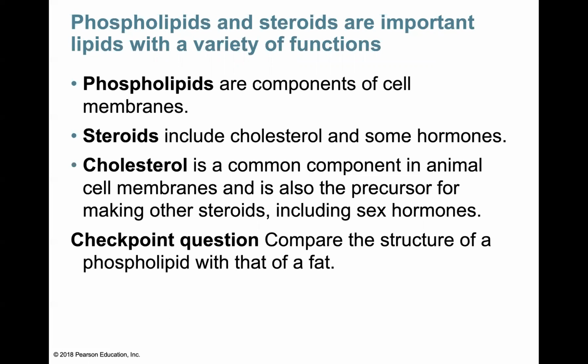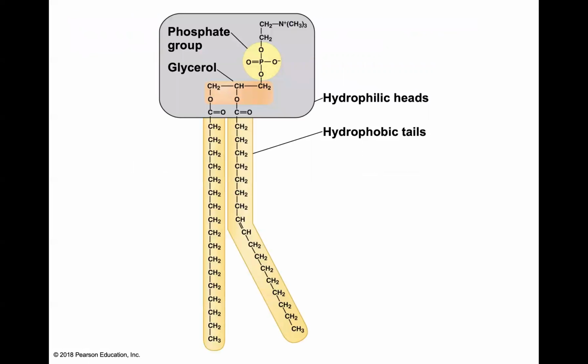So we want to be able to compare the structure of a phospholipid with that of a fat. This phospholipid has a different structure, what we refer to as an amphipathic molecule. It has a hydrophilic head and hydrophobic tails. When the plasma membrane or cell membrane is created, it is created with a phospholipid bilayer, where we've got two sheets of phospholipids creating this barrier around the cell, which is the cell membrane.